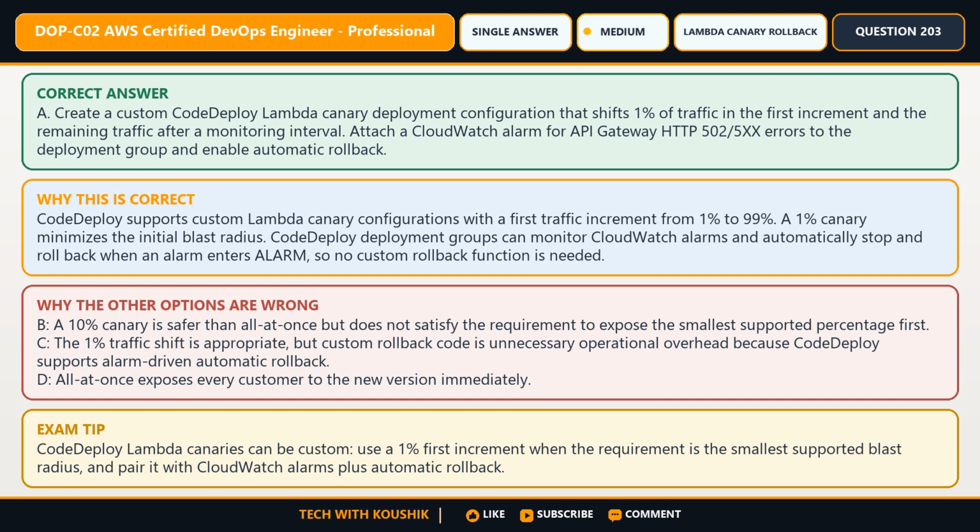A helpful shortcut is this. CodeDeploy Lambda canaries can be custom. Use a 1% first increment when the requirement is the smallest supported blast radius, and pair it with CloudWatch alarms plus automatic rollback.